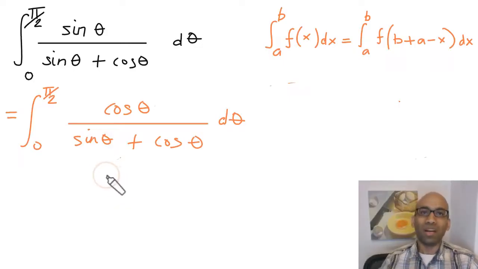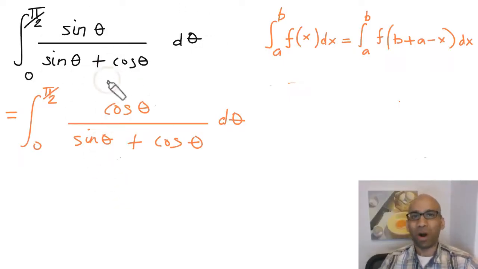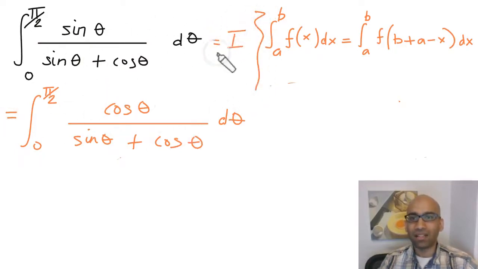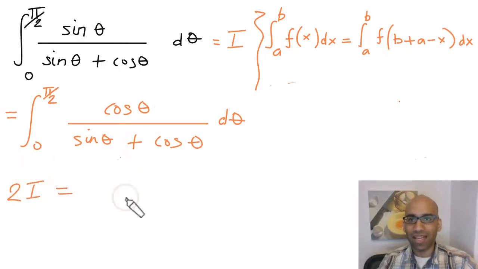Alright, hopefully you were able to solve at least a part of this problem. What you can do is assign this value to be equal to I, and that's the standard way to do it. You just assign this to be equal to I, and this is also equal to I. So let's add these two together. So you're going to get 2I, because you're just adding these two, is equal to the integral of this function plus the integral of this function. So we just add these two.